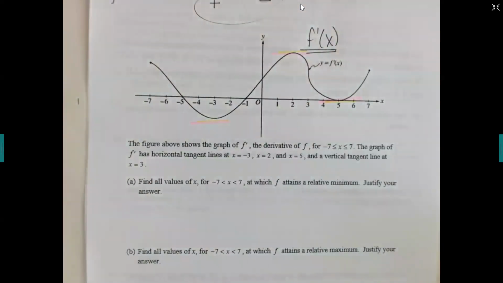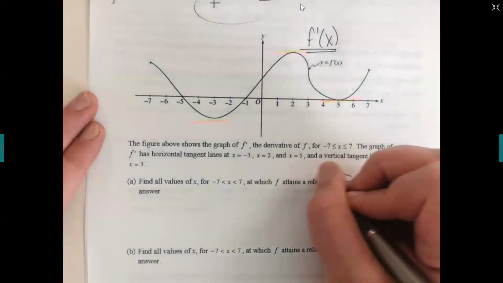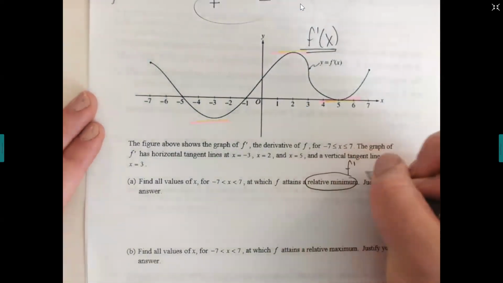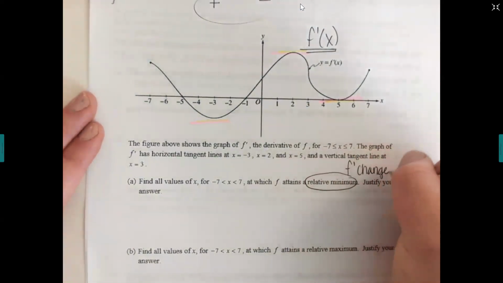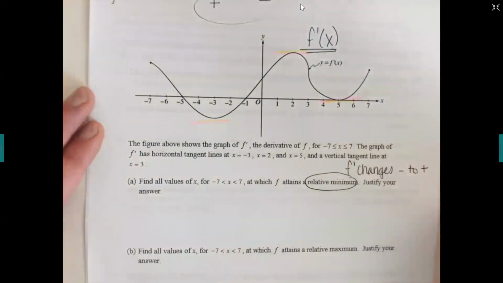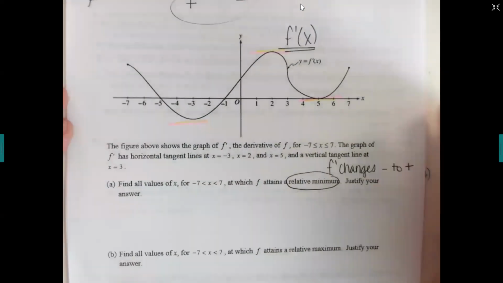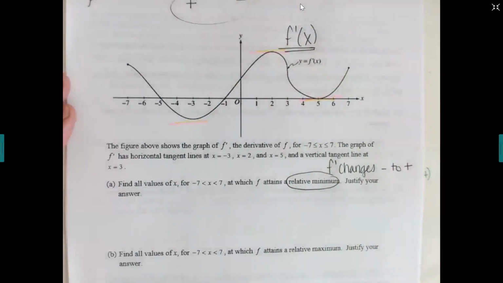Okay, then it says, find all places, this is part A, where F attains a relative minimum. Okay, so you have to go back to the definition of a minimum. Okay, a minimum is when F prime changes how? Close, negative to positive. So all of the places where my graph changes from negative to positive will be minimums on the original graph that I don't have a picture of. Where does that happen? At negative 1. Very good.